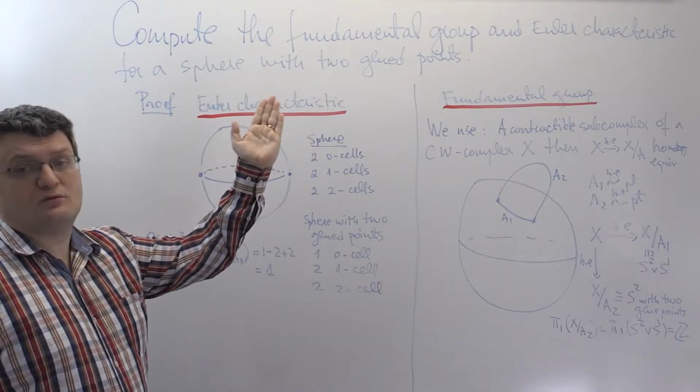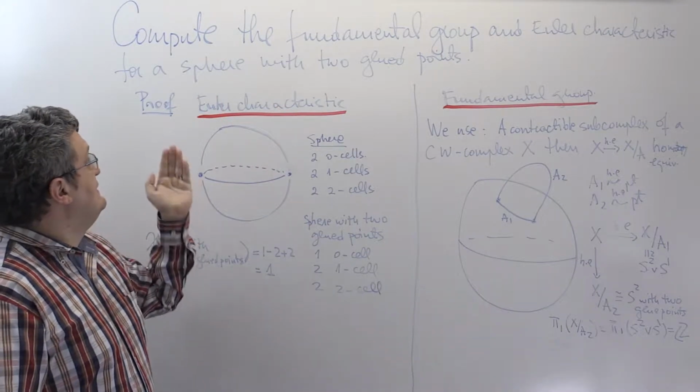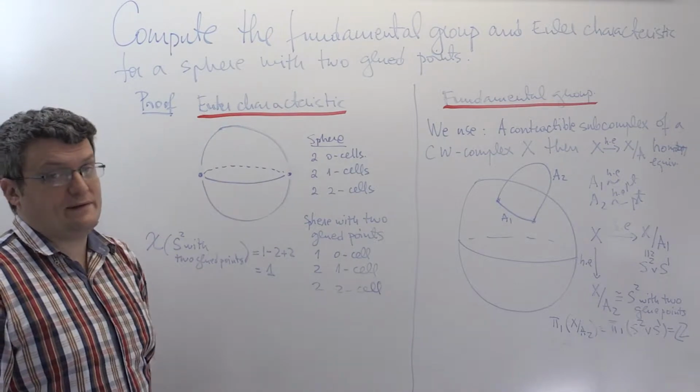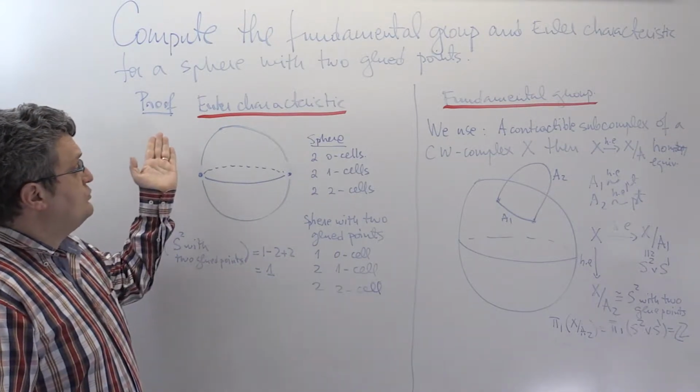Compute the fundamental group and Euler characteristic for a sphere with two glue points. Let's look to the proof.